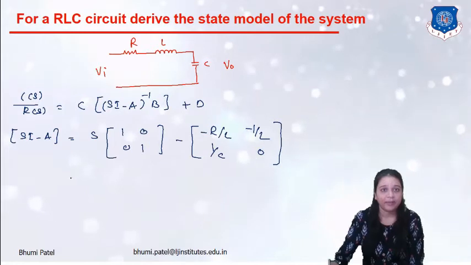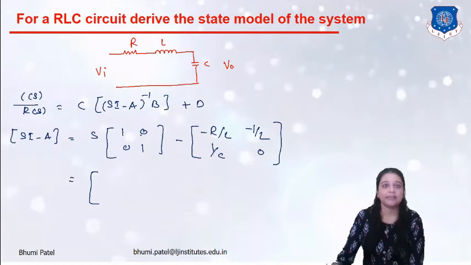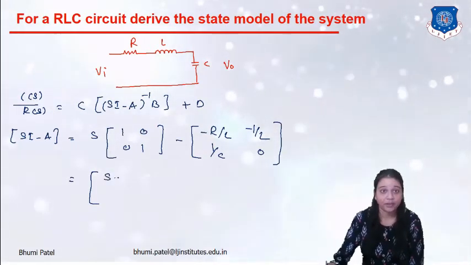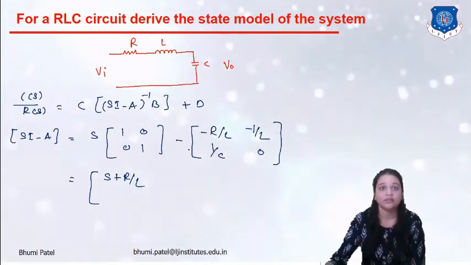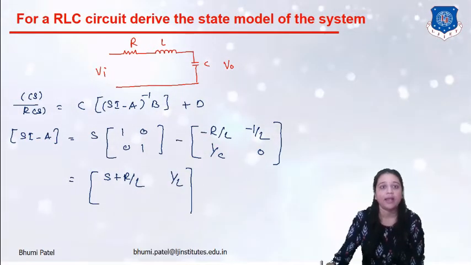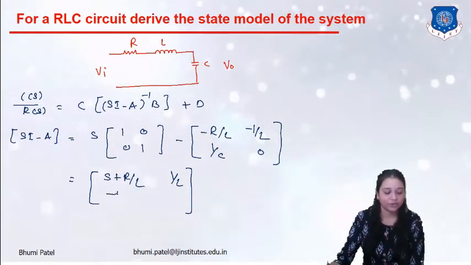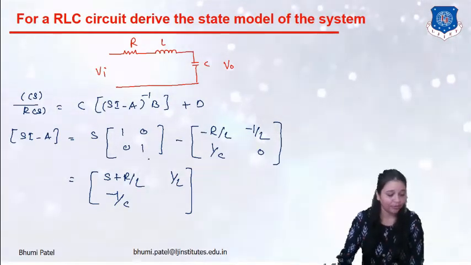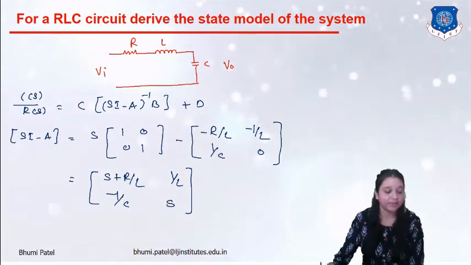Multiply s with I. So s, 0, 0, s, minus R by L, so we get s plus R by L. The next term is s into 0, that means 0, minus minus 1 by L, that means plus 1 by L. Next is 0 minus 1 by C, so that is minus 1 by C, and the last term is s minus 0, that means it is s.